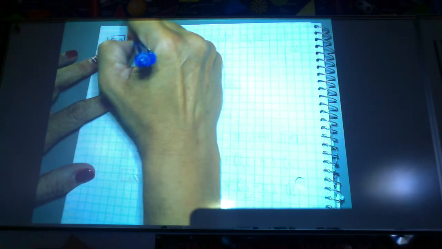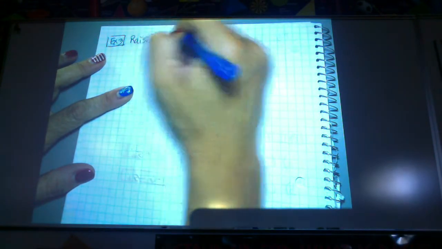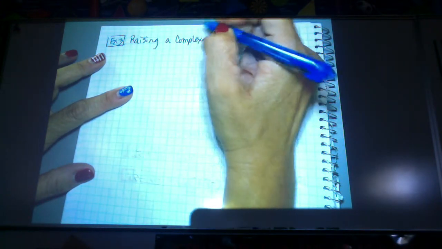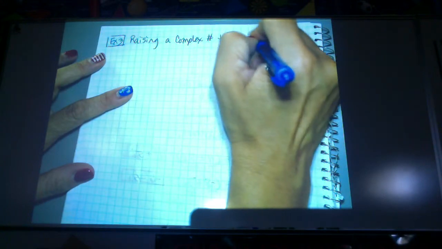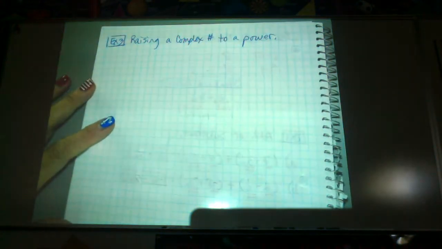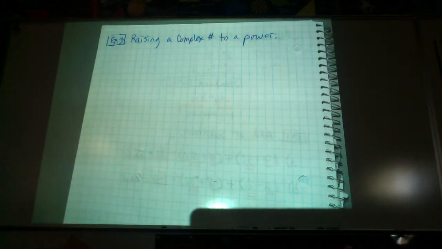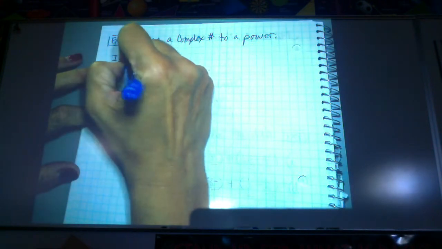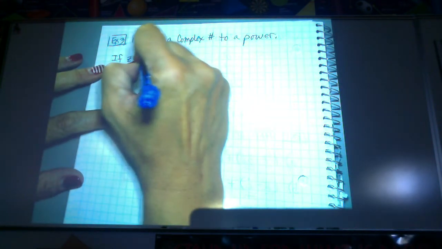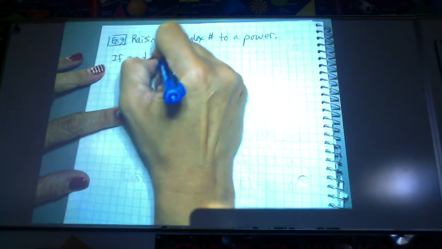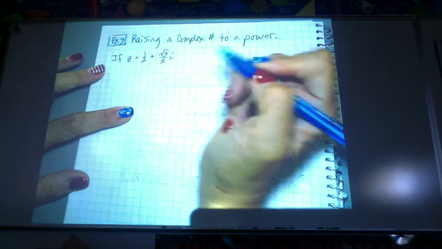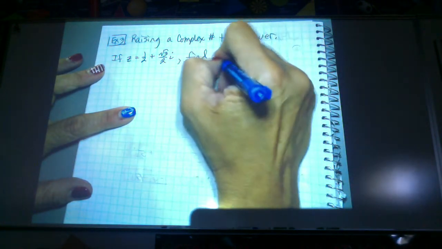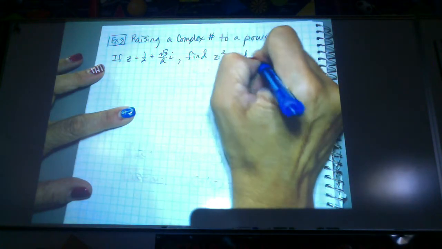So example 3. We are going to raise, and you want some room for this one, raising a complex number to a power. So this is where it can become a little hairy, depending upon what problem they give you. So in this case, if z is equal to 1/2 plus the square root of 3 over 2i, find z squared and z cubed.